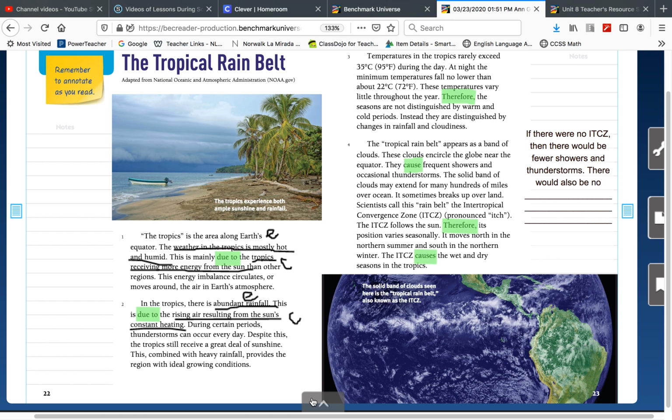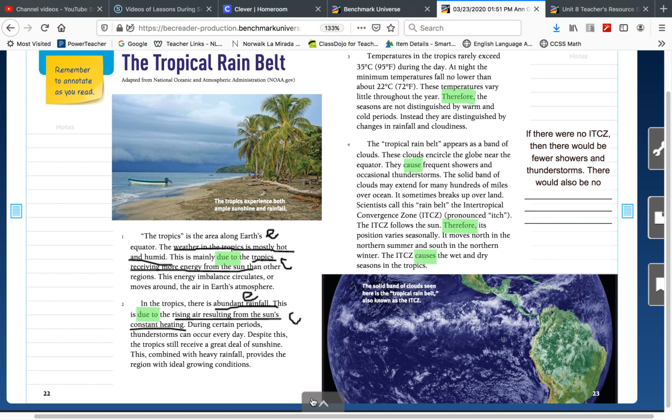We've talked about making inferences before, and we've done it a lot with fiction, but you can also make inferences in nonfiction informational text. You can figure out things that the author didn't tell you directly just by clues in the text and things you know from real life.